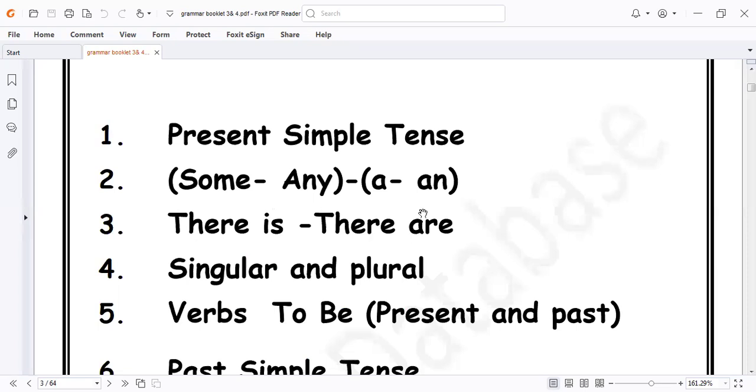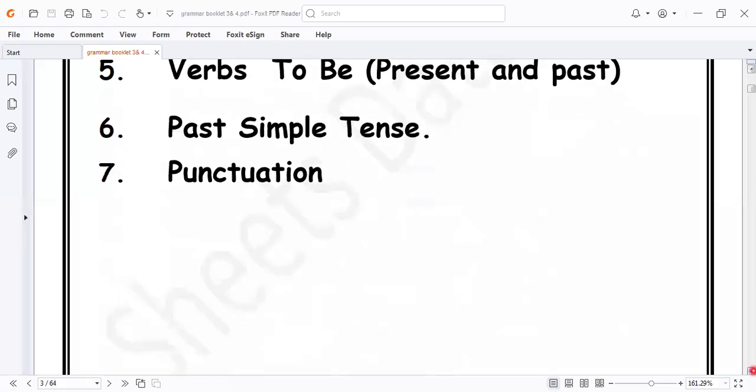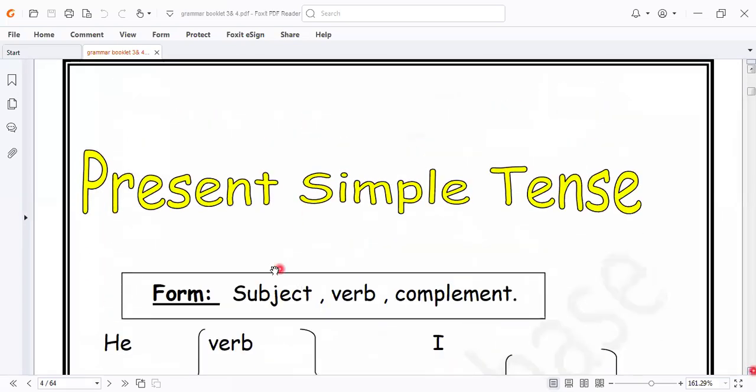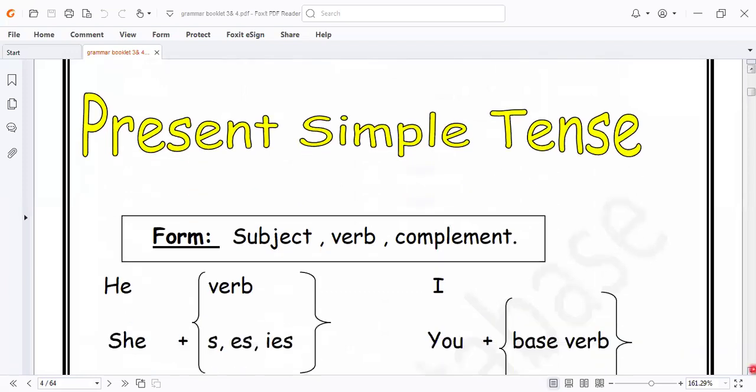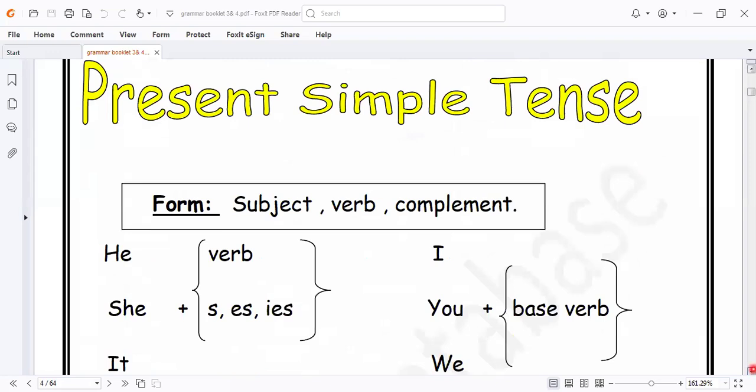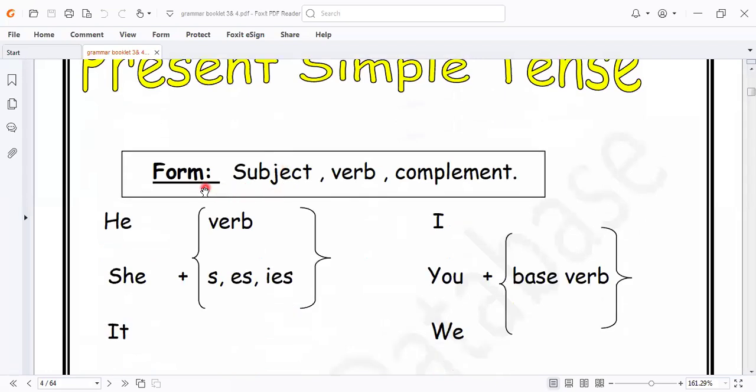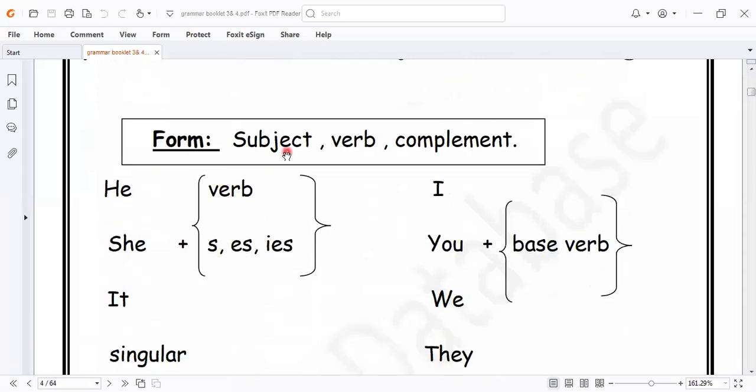Let's learn together the first lesson today. The first lesson is present simple tense. We all took the present simple tense during the academic year, and we know what it is. We told before that it describes facts and habits. What is the form of this tense? The form is subject, verb, complement or object.